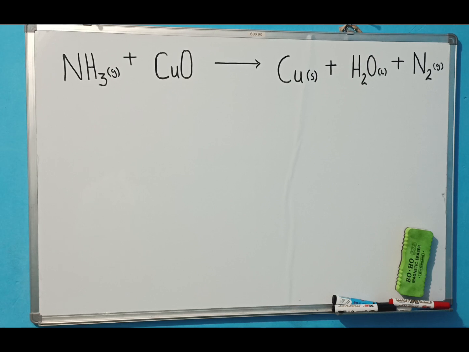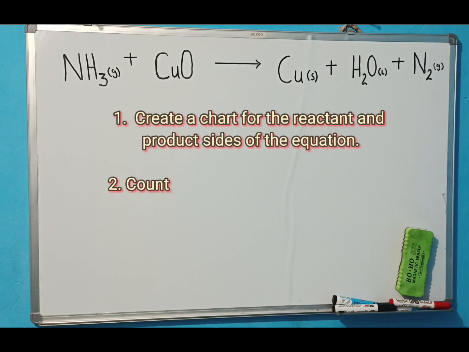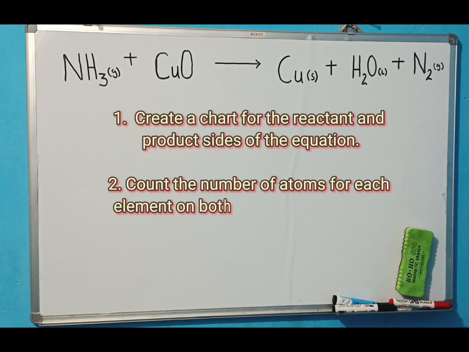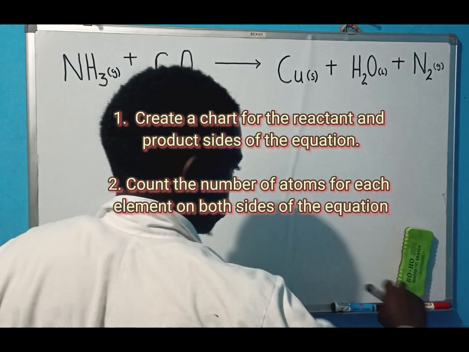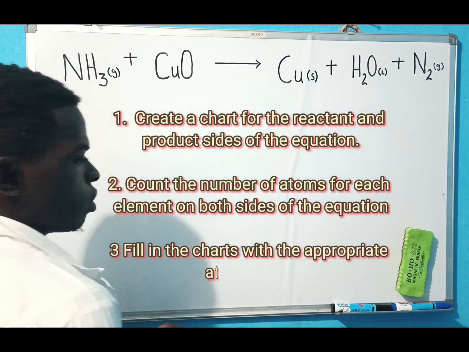We are going to balance the equation between ammonia gas and copper 2 oxide. And the following are the simple steps we are going to take as we are balancing the chemical equation. 1. Create a chart of reactant and product side of the equation. 2. Count the number of atoms of each element on both sides of the equation. Lastly, fill in the chart with appropriate atom counts.